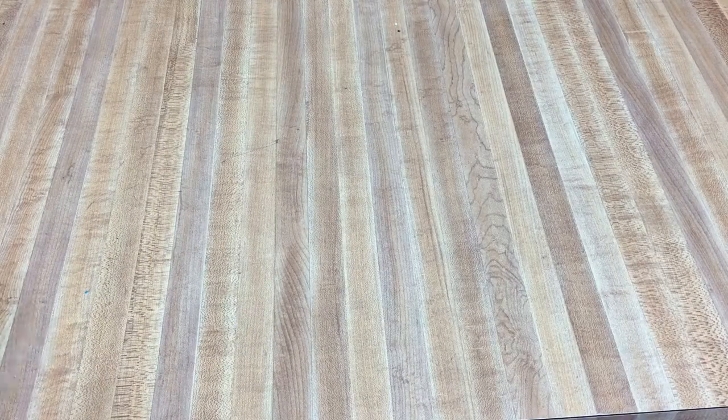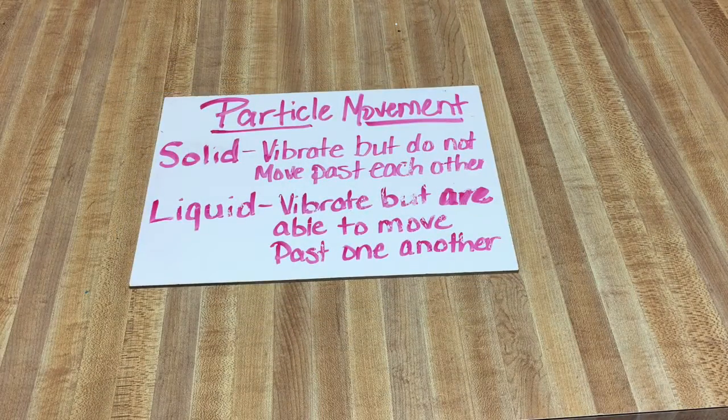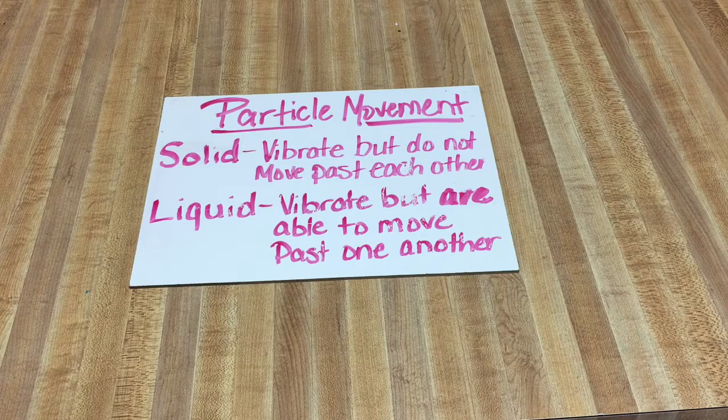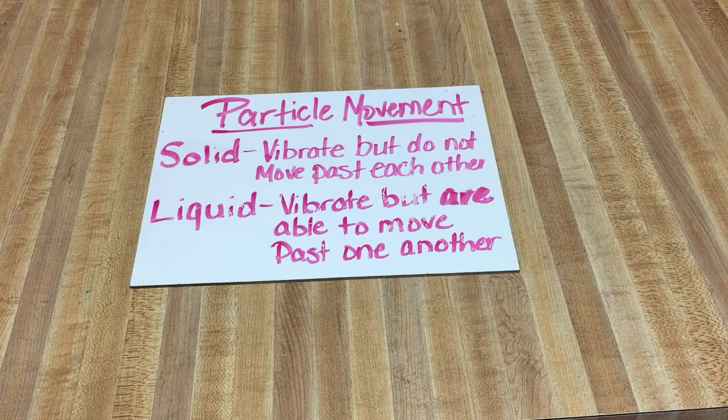Okay, when we look at particle movement, we're going to assume that all particles in solids, liquids, and gases, so all matter, are moving at some rate, okay? It could be slow, could be fast, and we'll get to temperature, which affects the movement of particles in solids, liquids, and gases, in another lesson. So when we look at particle movement of solids, particles are going to vibrate, but they don't move past each other, okay? And that's because they're very close together, okay?